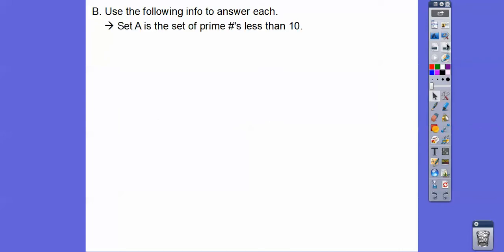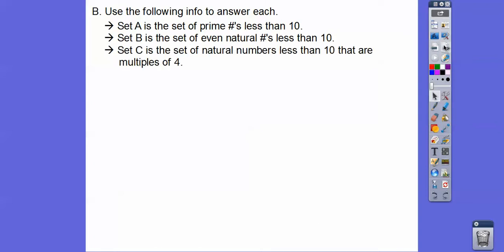Here's the information. Set A is the set of prime numbers that are less than 10. The first prime number is 2. 1 is not considered prime, it's considered the identity number. 2 is prime, it's our only even prime number, and then 3 and 5 and 7, and that's it. 9's not prime. Set B is the set of all even natural numbers less than 10. Natural just means we're not going to include 0. So 2, 4, 6, 8. Set C is the set of all natural numbers less than 10 that are multiples of 4, so like 4 and 8.